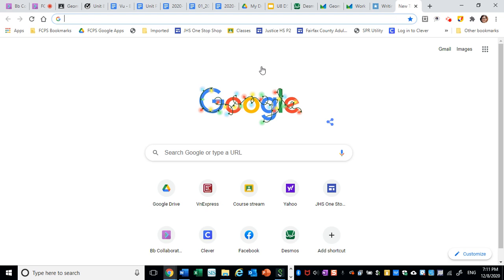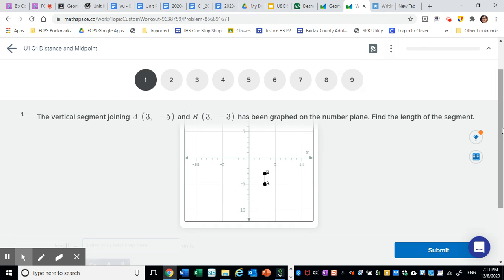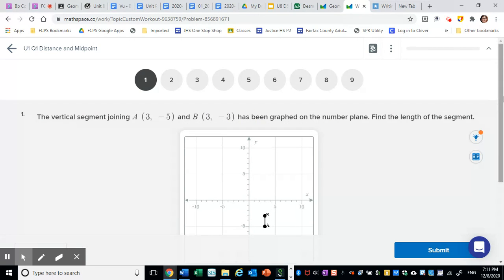All right, so I'm going to work on the first assignment in geometry, that is unit 1 quiz 1. It is on the screen. Question 1 says the vertical segment joining A (3, -5) and B (3, -3) has been graphed on the number line. Find the length of the segment.